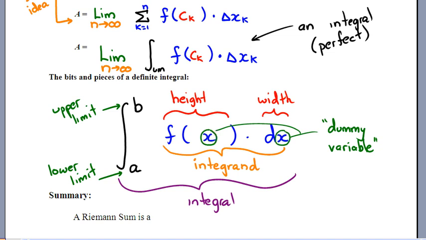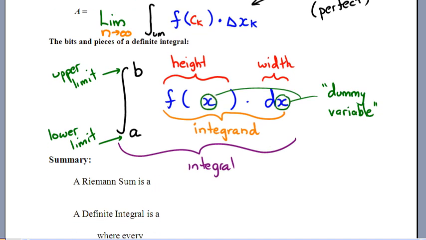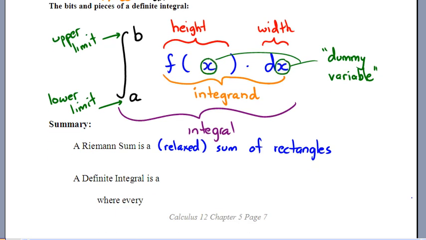So, quick little summary of what we've seen, because it looks intimidating, and it doesn't need to be. A Riemann sum is really just a sum of rectangles. In fact, can I put in here just a little casual language? It's a relaxed sum of rectangles. Probably not even perfect. But a definite integral is going to be perfect. It's a limit of a Riemann sum.